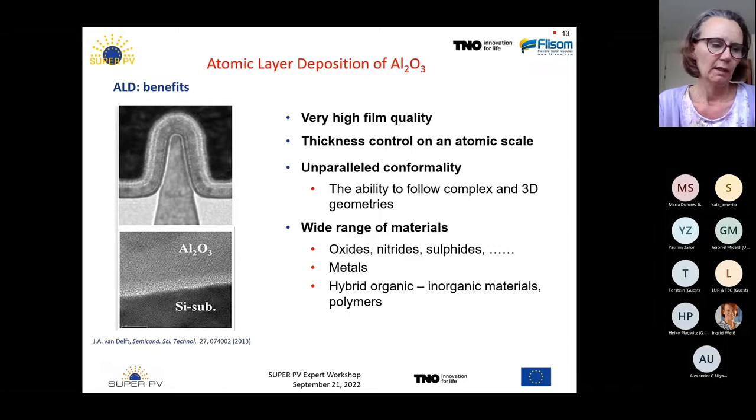It also shows an unparalleled conformality. It has the ability to follow complex and 3D geometries because it just covers the whole surface. And you can also deposit a wide range of materials, which are listed here. But as said, we chose the aluminum oxide material in this project.